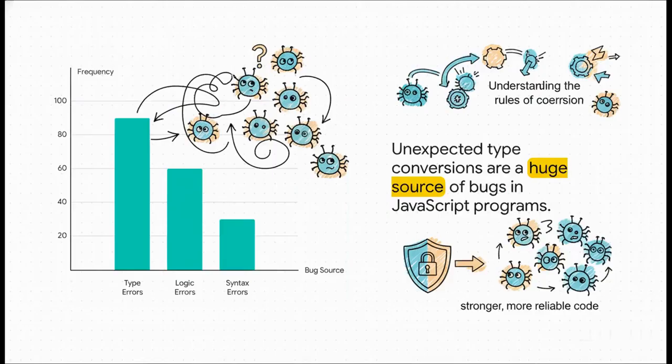And it's really no surprise that a huge number of bugs in JavaScript programs come from these unexpected type conversions. When you understand the rules of coercion, you can see these problems coming a mile away and write stronger, more reliable code because you're not getting tripped up by the language trying to be helpful.